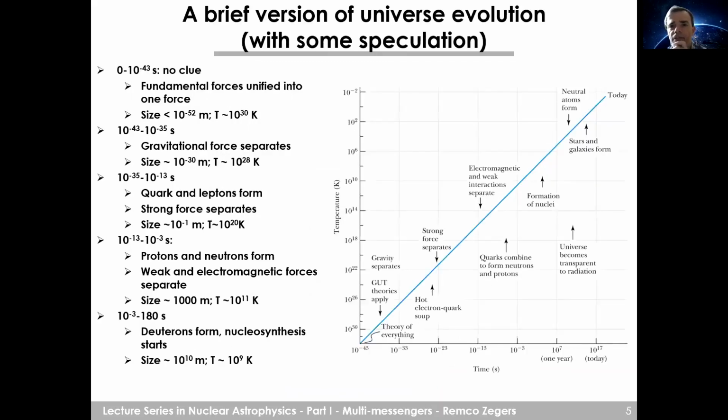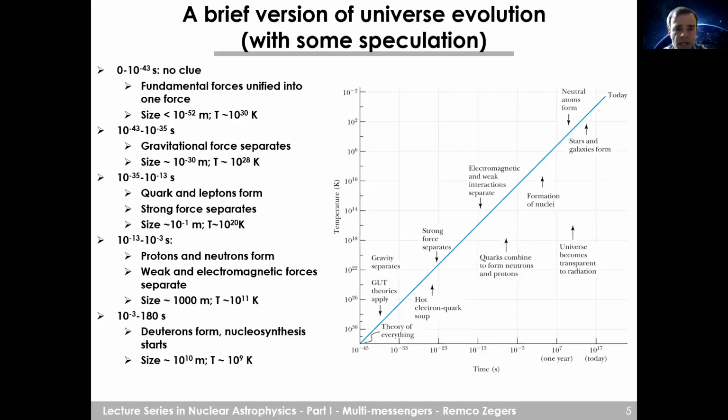Here is a very brief two-slide version of the evolution of the universe, and there's a little bit of speculation here because we don't know everything. In the very beginning, I put some time on the left-hand side, ranging from 0 to 10 to the minus 43 seconds. That's right at the start of the Big Bang. We have no understanding of what happened in that initial period. All the fundamental forces that we are aware of were unified into one force. The universe was very small, smaller than 10 to the minus 52 meters, and very hot. The temperature was 10 to the 30th Kelvin, so extremely hot.